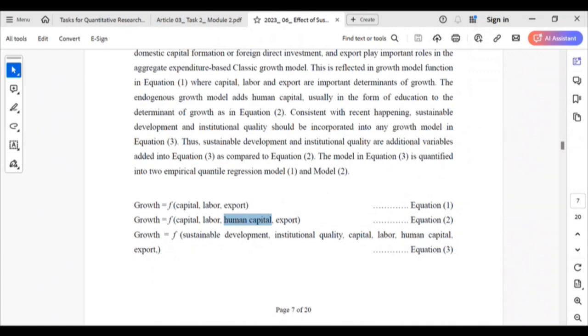Then you extend to number 3, which is what you actually want: sustainable development and institutional quality. Of course, institutional quality, many other people have done before, but sustainable development is new. In this case, the research problem is every country signs up for the United Nations, saying, I want to achieve the sustainable development goals. Yes, I pledge to achieve it. But does the country pledging to achieve or trying to achieve the SDG goals actually affect the growth rate or not?